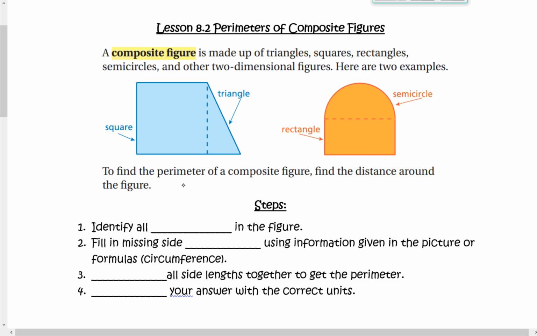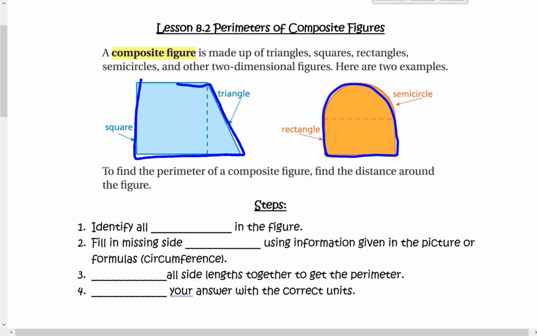We're going to be finding the perimeter of composite figures, and to do that, we're going to find the distance around the figure. So that's going to be the distance around these composite shapes. Notice how those dashed lines in there are not being added into the perimeter because the perimeter is the distance around, and this distance right here and this distance right here are not a part of the distance around the figure. These are just here so that we can label some dimensions to help us out.